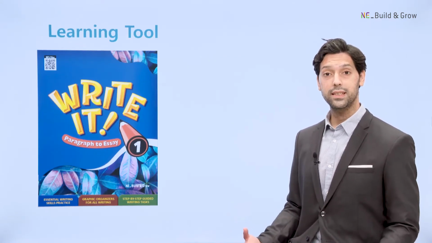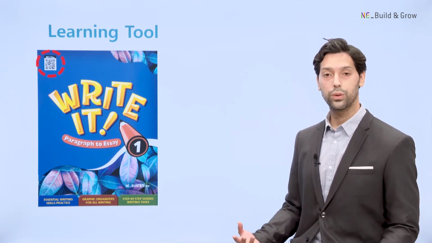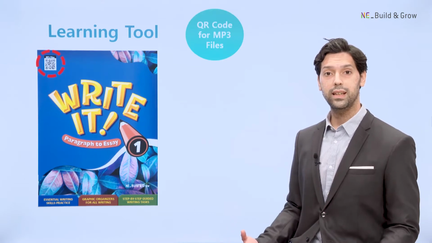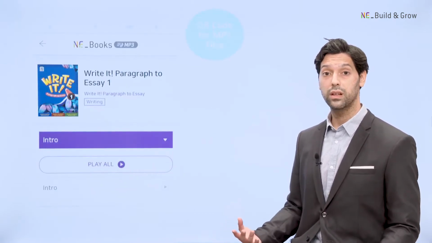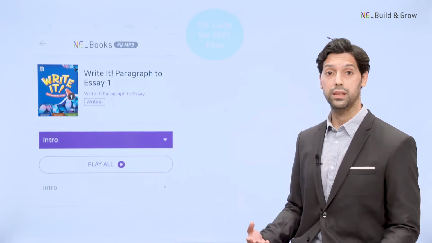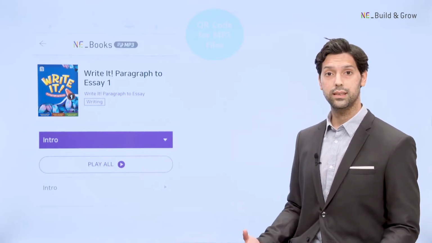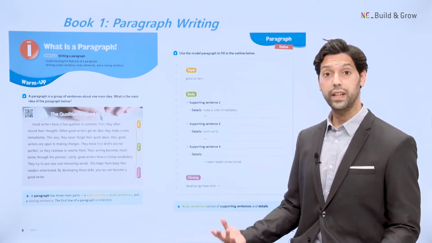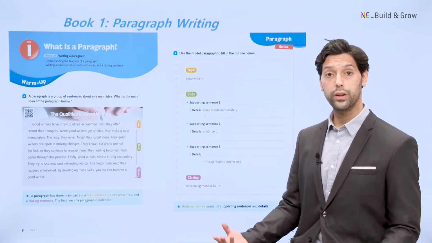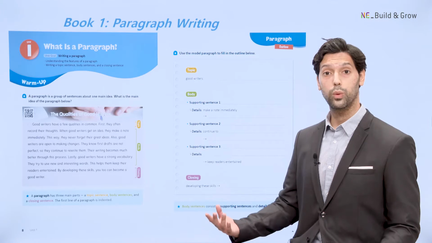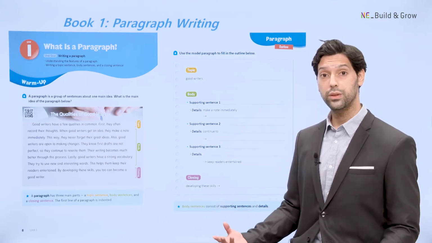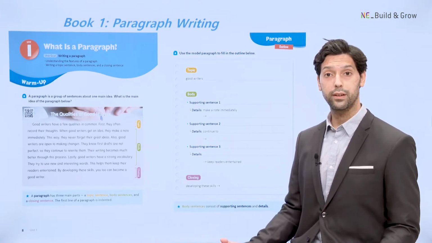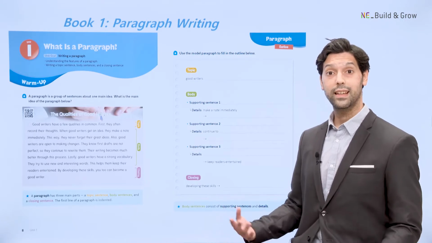For added convenience, each title also includes a QR code at the top left corner of the front cover. By scanning the code, teachers can immediately access the book's MP3 files without having to log into a website or carry around CDs. On this tour, we'll be looking at some of the features of each book as well as doing a walkthrough of Unit 2 in the Level 1 book. The topic for this unit is writing a descriptive paragraph about a famous place. Let's get started.